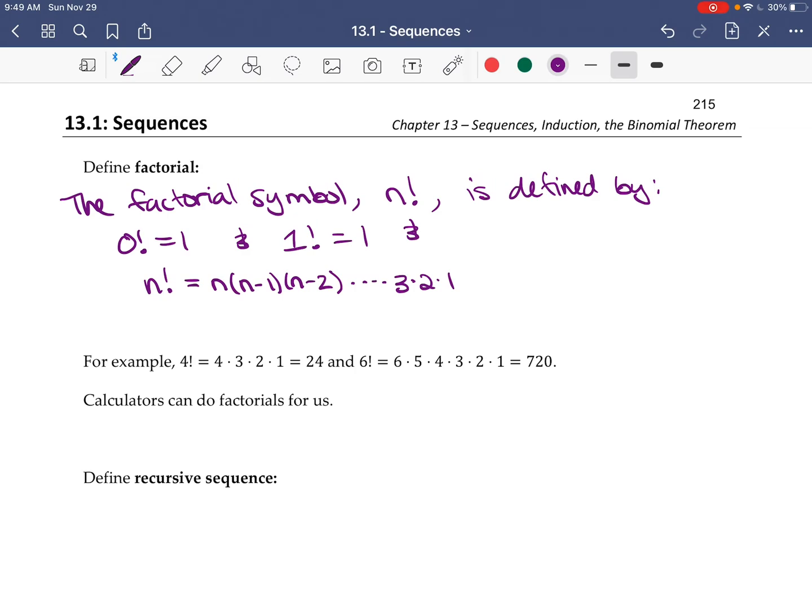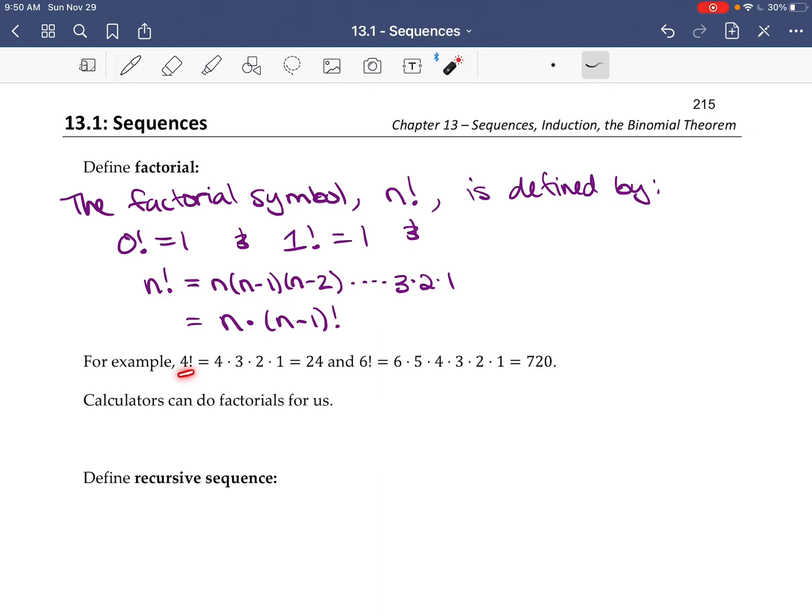Okay, now if you want, this part would be n minus 1 factorial, because I take n minus 1 and I multiply by all the integers that are less than that. So you could also write this as n times n minus 1 factorial. That's another way to write it.